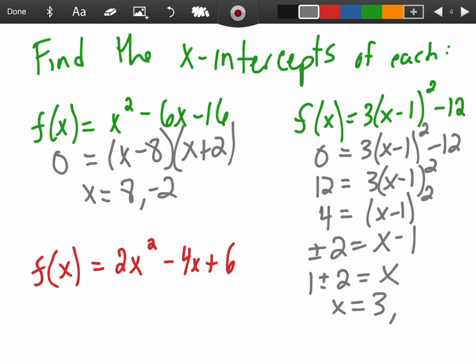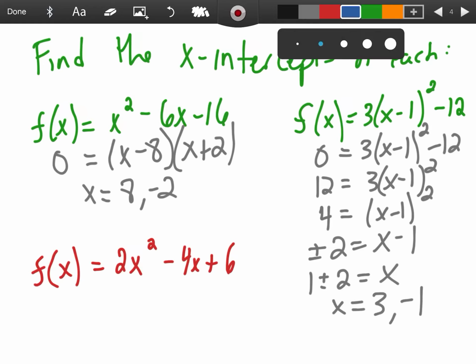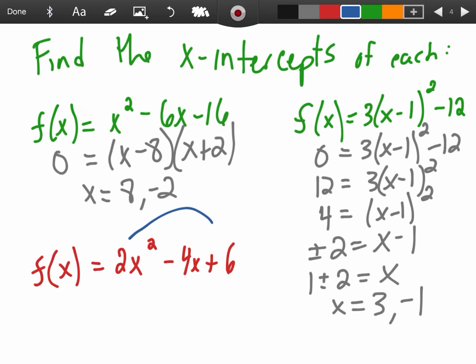And 1 minus 2 is negative 1. So those are my x-intercepts for that one. For this one, let's see, I'll try to do some AC factoring. Multiply 2 times 6, that gives me 12. So what multiplies to 12 and adds to negative 4? Nothing that I can think of, right?